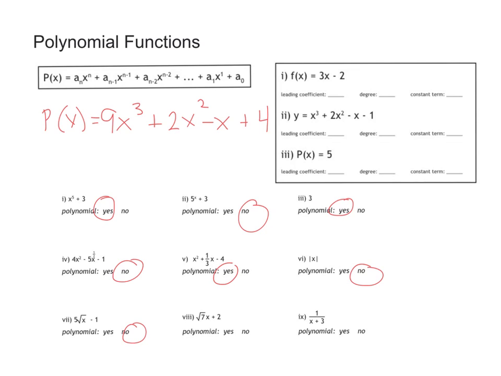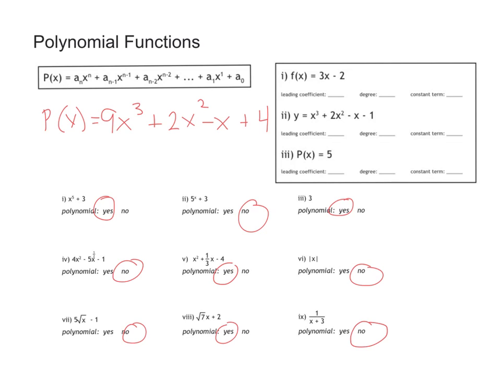Number 8? Yes. Yeah, that one's fine. And number 9? No. Because the variable is in the denominator of a fraction. A variable can't be in the denominator of a fraction.